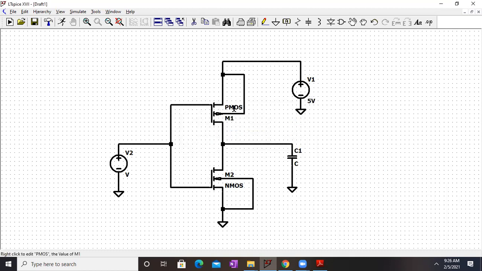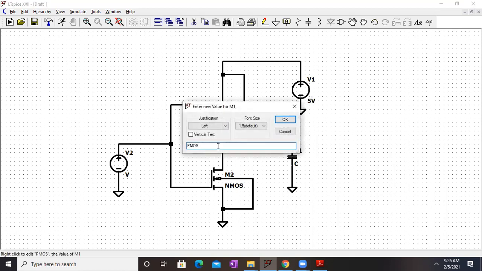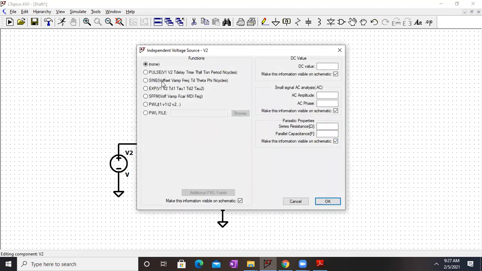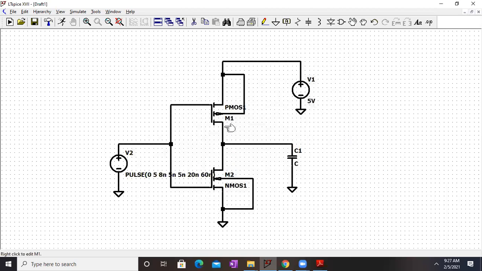Okay, I'm considering, let's say, 5 volts, and this will be PMOS 1. This will be NMOS 1. And here the input will be a pulse. V initial will be 0. This will be 5. Delay time is given as 8 nanosecond. Rise time is given as 5 nano. Fall time is also given as 5 nano. On time is 20, and period is around 60 nanoseconds. Okay, so very quickly we have added that also.